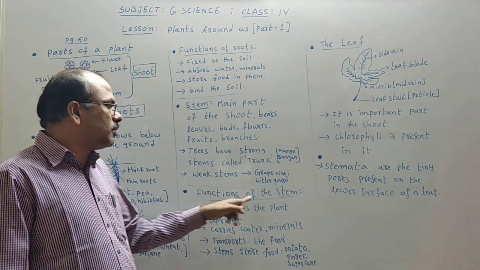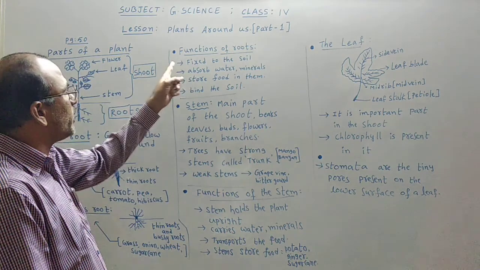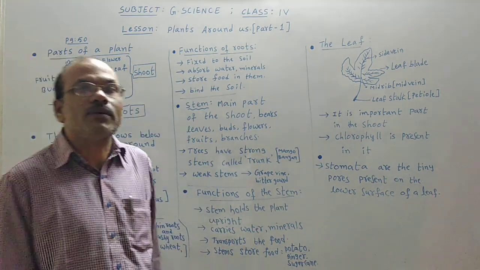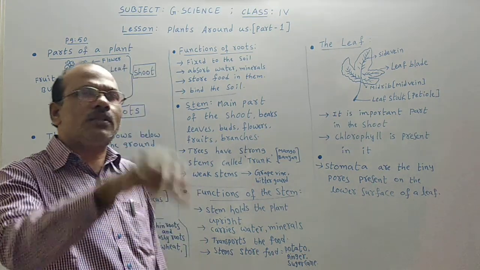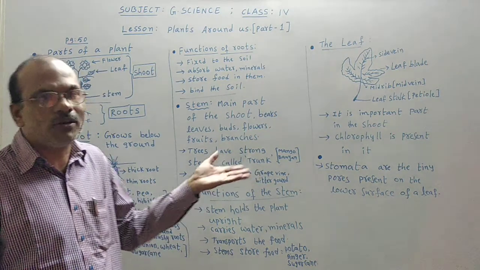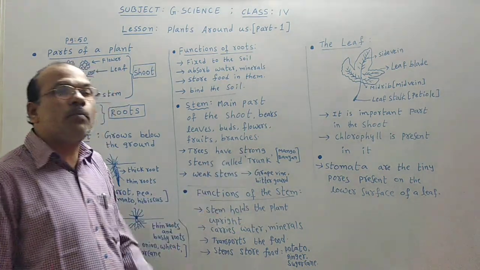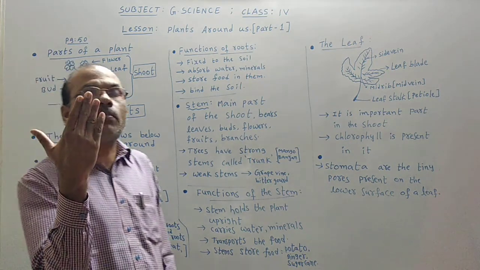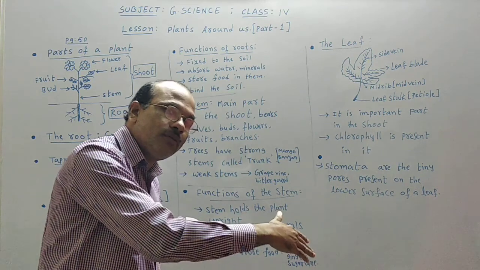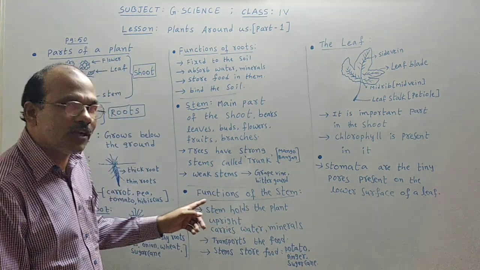Next we are seeing the functions of the stem. We have seen the functions of the roots. Now functions of the stem. Stems also have some functions. Functions are nothing but the works. What are the works that the stem is going to do? That is the function. We will see that. Stem holds the plant upright. If the stem is very weak, it will fall. Then the plant is not upright. Am I correct? That is the first duty of the stem.